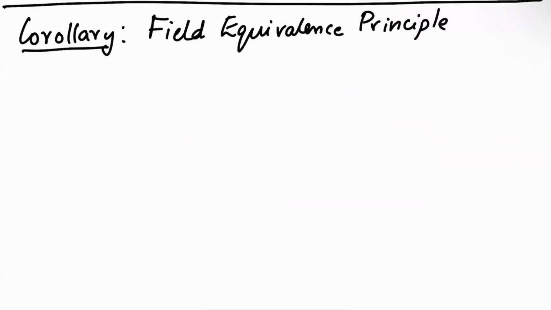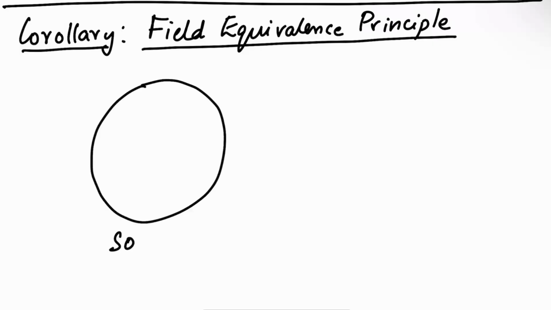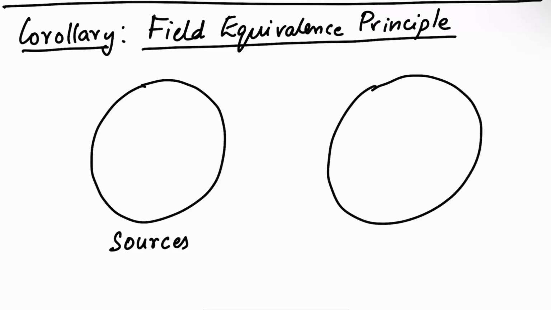Equivalence principle. Okay, so what is this saying? Right, so we said, given a set of sources, call this set sources, and I have another set of fields.